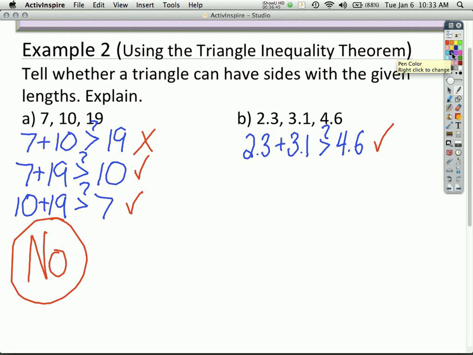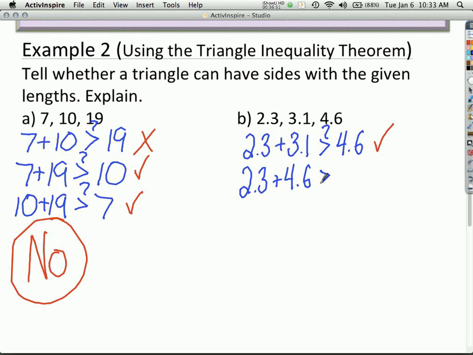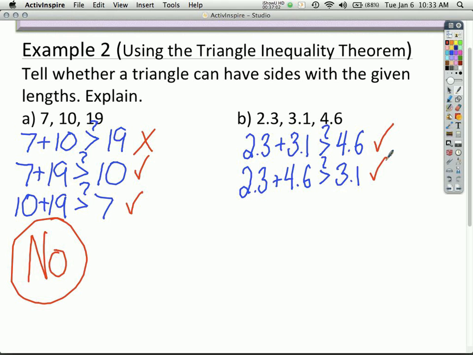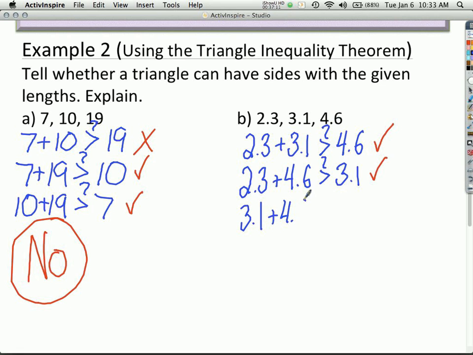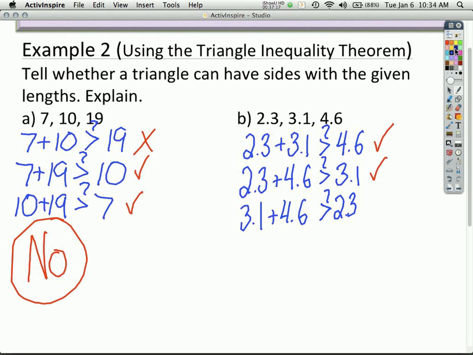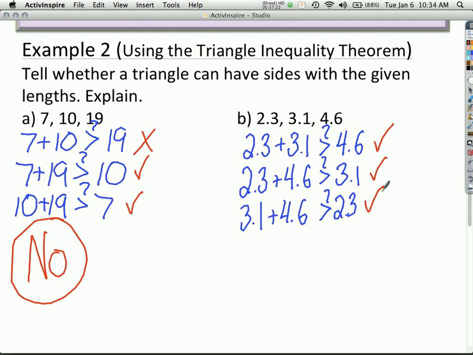Let's try the 2.3 plus the 4.6. Is that greater than the third side, which is 3.1? Again, I can do mental math just using the ones place. 2 and 4 is 6. That's clearly greater, so that's going to work. Now the third statement, 3.1 plus 4.6, is that greater than the third side, which is 2.3? And again, you can clearly see that it will work. So based on this evidence, this explanation, we can say, yes, this will form a triangle.